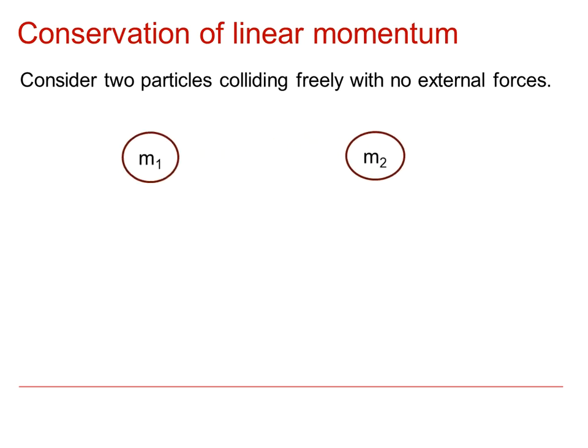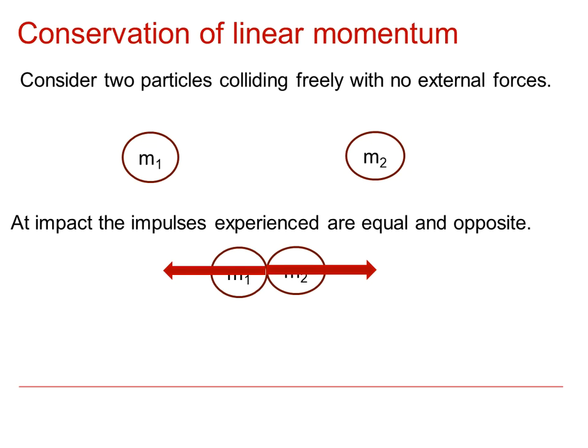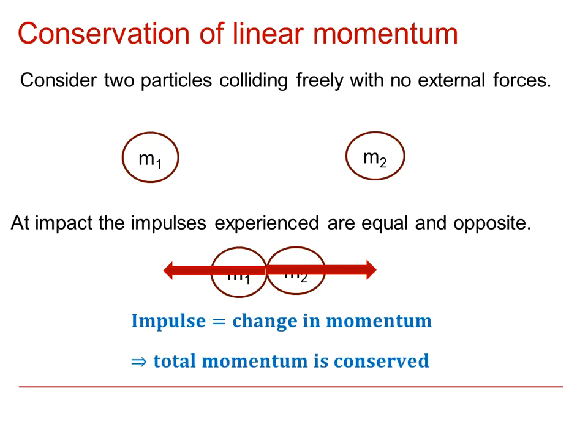If we consider the point of impact, then each of the bodies experiences an impulse, and these will be equal and opposite. Now, because impulse is equal to change in momentum, we have equal and opposite changes in momentum. So in total, therefore, because momentum is a vector, we have that total momentum must be conserved.